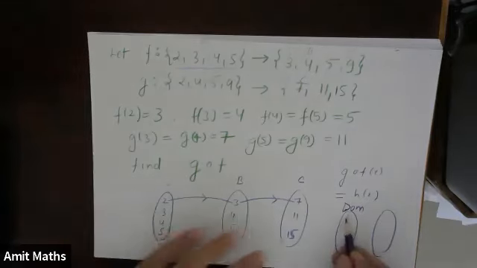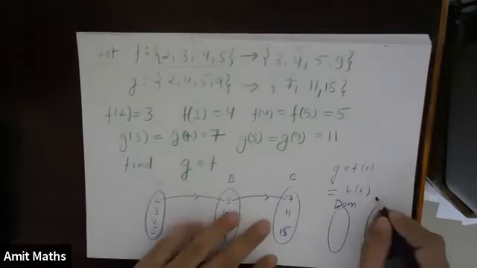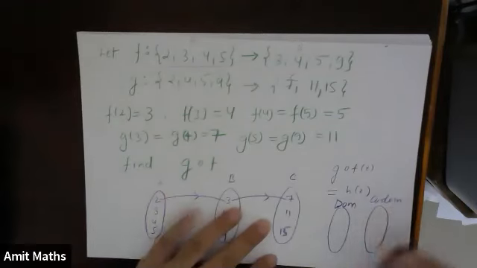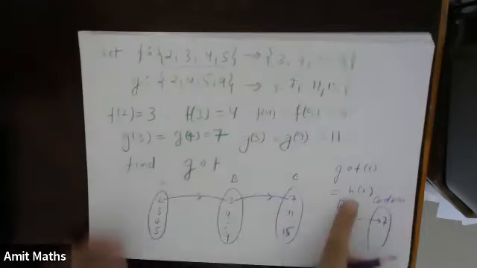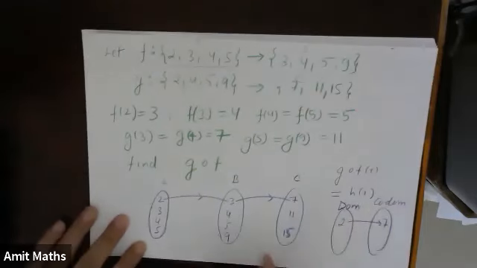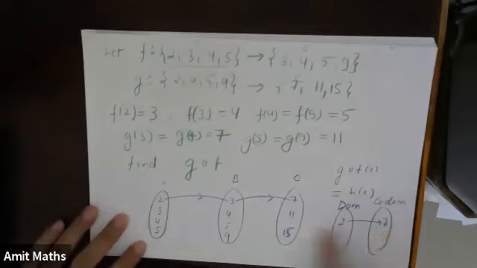Okay, so this is the domain for h of x, and this is the codomain. So 2 is giving me what? 2 is giving me 7. For h of x, 2 is giving me 7. This is the inside process. This is the overall what you will see.